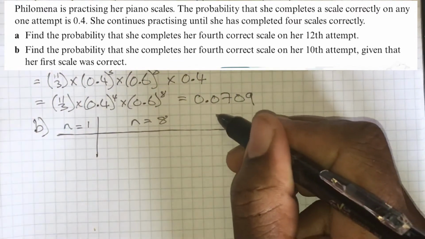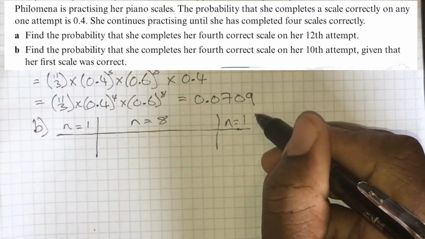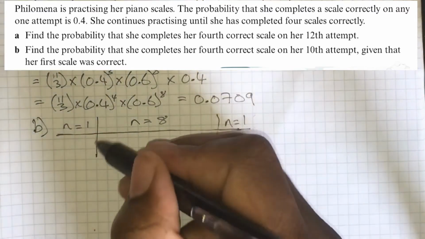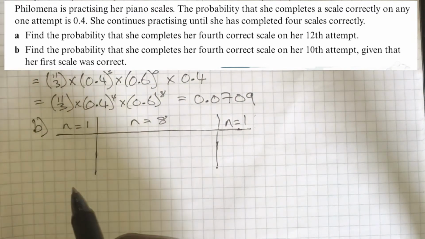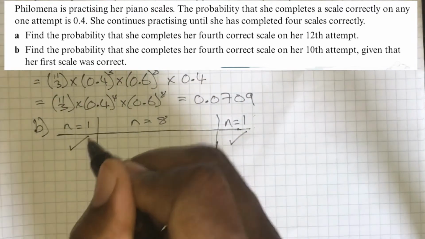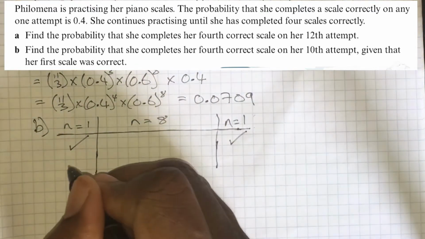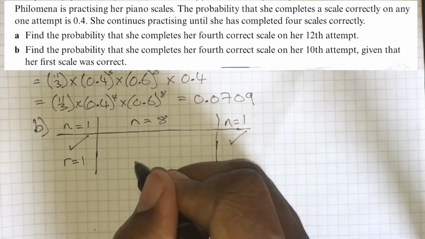I know what happened on the last attempt. She had a success. And the variability is really in these middle ones. All right, so n equals 1 for the first attempt, n equals 8 for those in the middle, and n equals 1 at the end. We know what happens at the beginning and at the end.